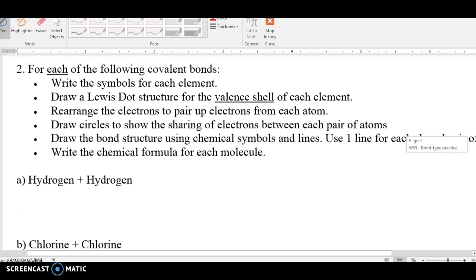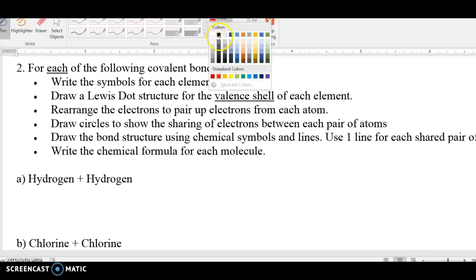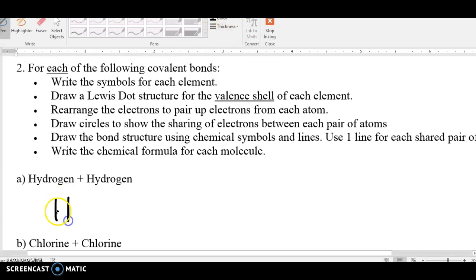All right, so now we're going to do something kind of similar. Write the symbols for each element. Go back to black here. Hydrogen, 1 dot. Another hydrogen, 1 dot. I'm putting them between each other because I know they're going to interact somehow. Dot structures, rearrange the electrons to pair them up. That's what we did. We rearranged them a little bit. And then draw circles to show the electrons in pairs that are being shared.